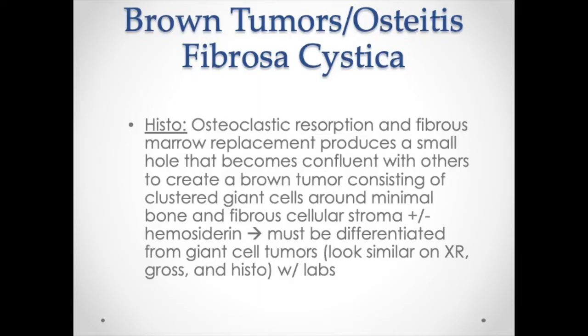On histology, you'll see osteoclastic resorption and fibrous marrow replacement that produces a small hole that becomes confluent with others to create a large brown tumor consisting of clustered giant cells around minimal bone and fibrous cellular stroma with or without hemosiderin. It must be differentiated from giant cell tumors because it looks similar on X-ray, gross pathology, and histology, and so it must be ruled out with labs by getting the alkaline phosphatase, the calcium level, and the parathyroid hormone level.